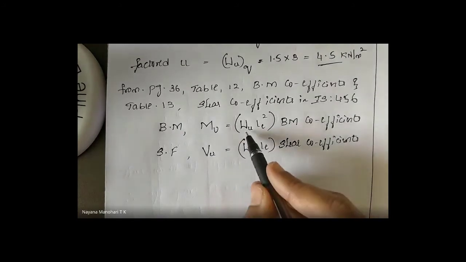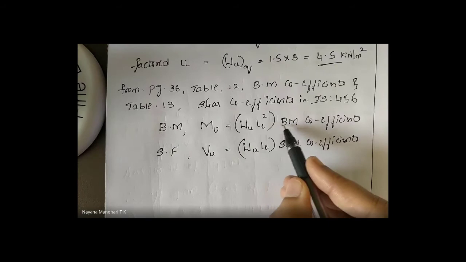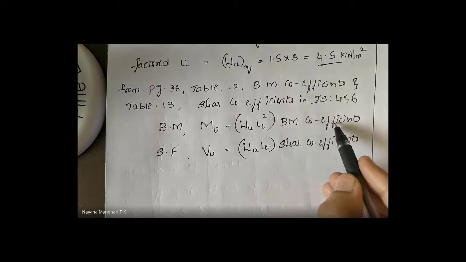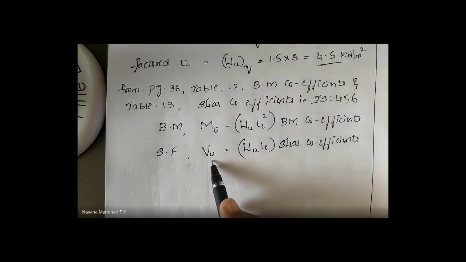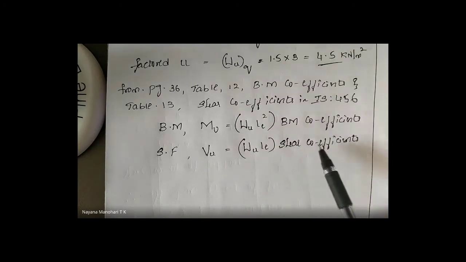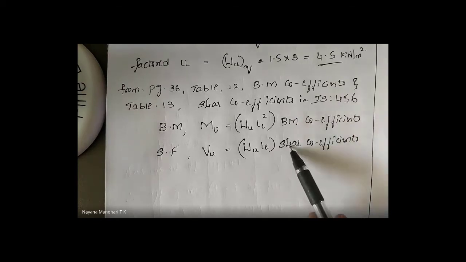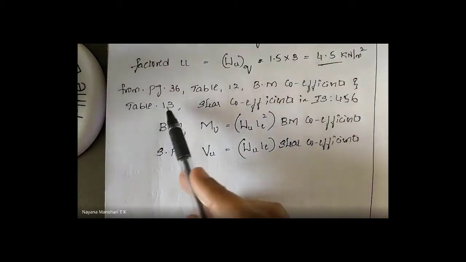Mu is WU into LE square. It should be multiplied by the bending moment coefficient, which is available in table 12 as well as 13. Shear force equation is what? The design shear force and the design moment: WU into LE multiplied by the shear coefficient. Both this bending moment coefficient and shear coefficient are available on page 36, table 12 as well as 13.